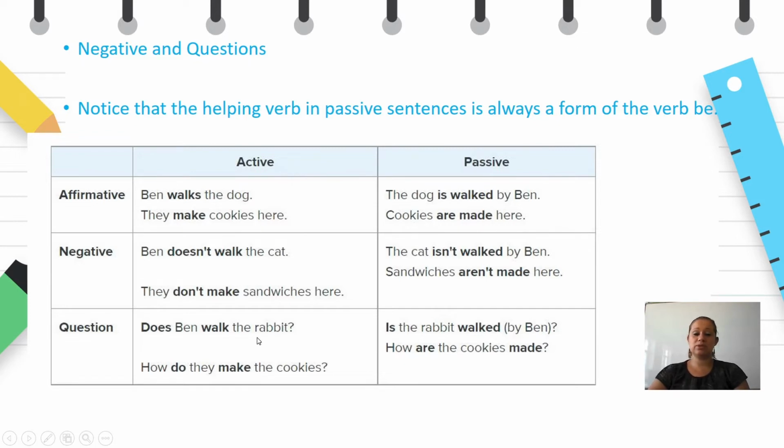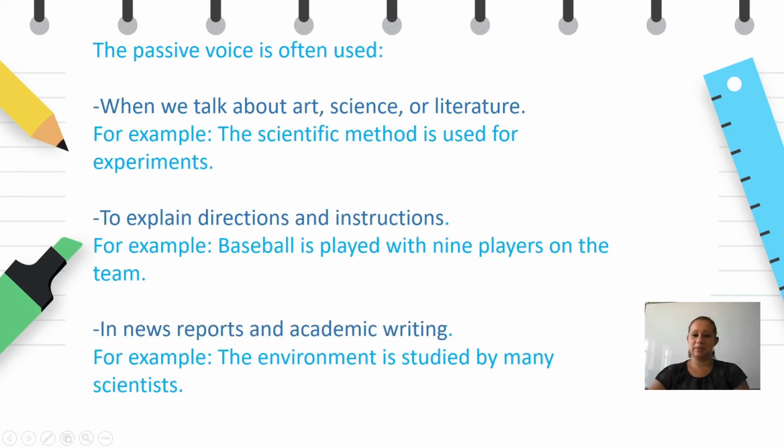Does Ben walk the rabbit? Is the rabbit walked by Ben? If it is important, we can introduce it by using by. And then, how do they make the cookies? How are the cookies made? So you have to be careful that you use the proper form of the verb to be and the past participle of the main verb.